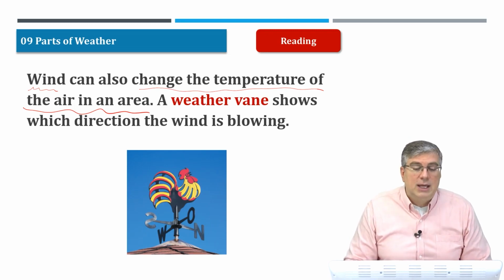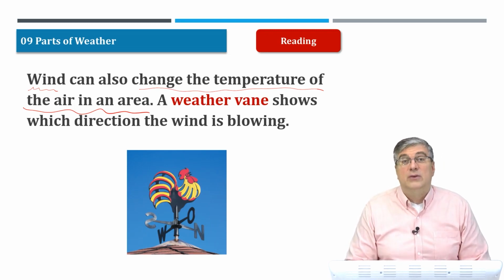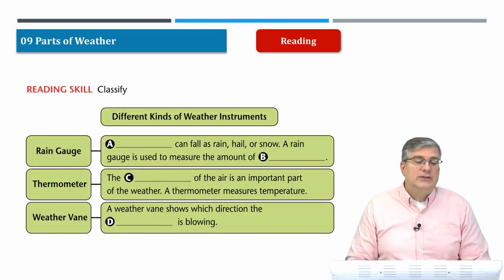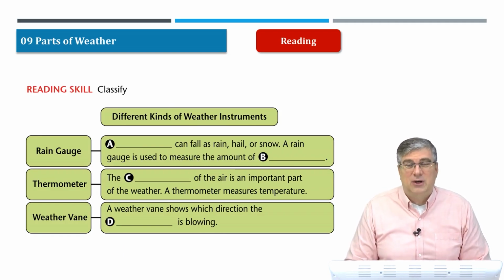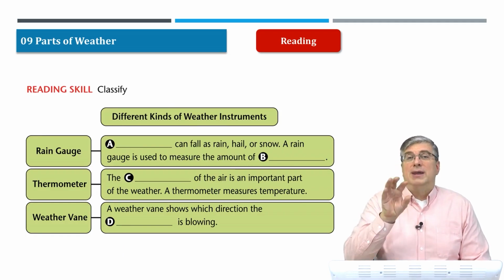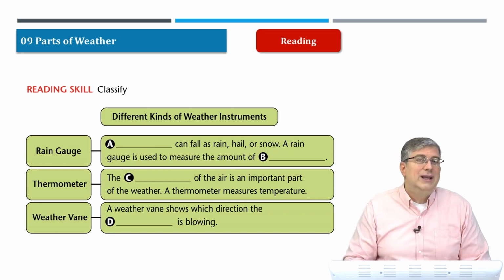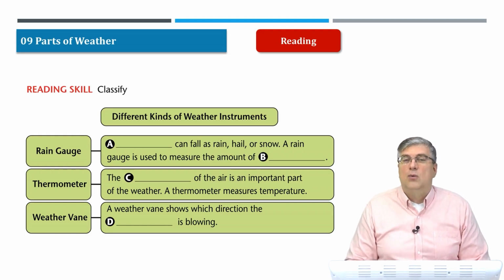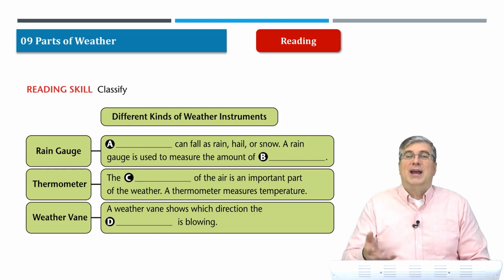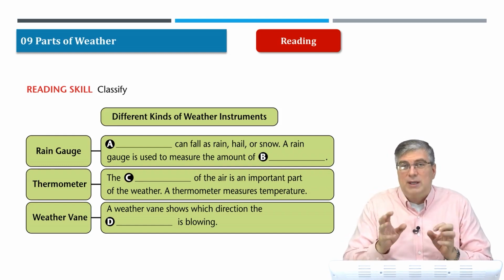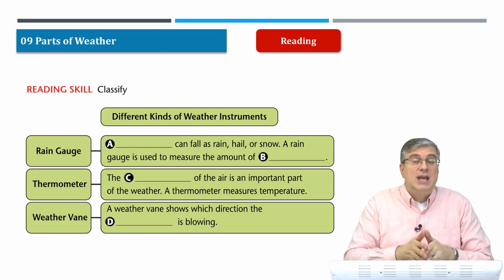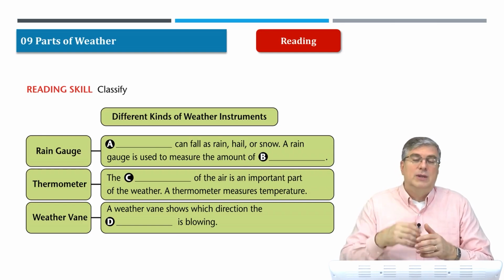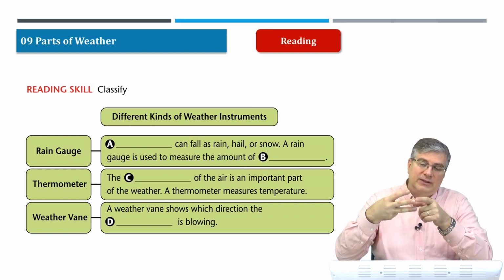Okay, so that's our reading passage. Next, we're going to take a look at how this information is organized. We're looking at the organization of the reading passage, and as we can see, we have classify as our reading skill. Classify means to put things into different categories, and this is a very good reading passage for that type of organization because we can see there are different kinds of weather instruments, right? In the reading passage, they talked about different kinds of instruments that meteorologists use to measure different parts of the weather. So, what are the different instruments? There are three main instruments, and we can classify them, right?